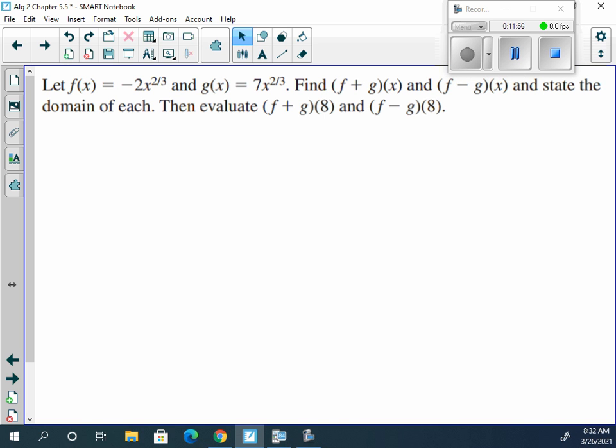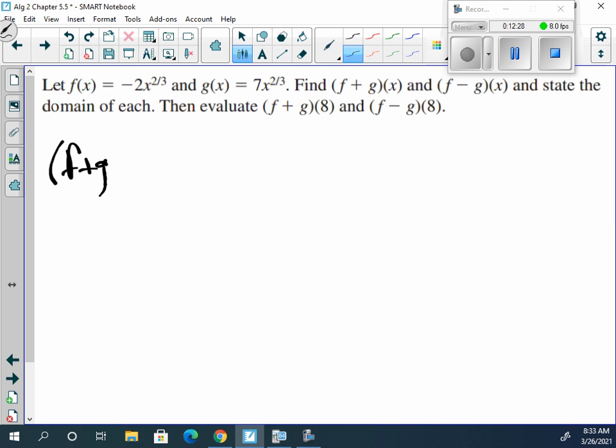So we're going to look at this here. This one, we're going back to addition and subtraction. We'll go back over those, then multiplication and division, and then we'll look at how the calculator can do this. Let f of x be negative 2 times x to the 2/3, and g of x be 7 times x to the 2/3. Find f plus g of x and f minus g of x, state the domain of each, then evaluate for when x is equal to 8.